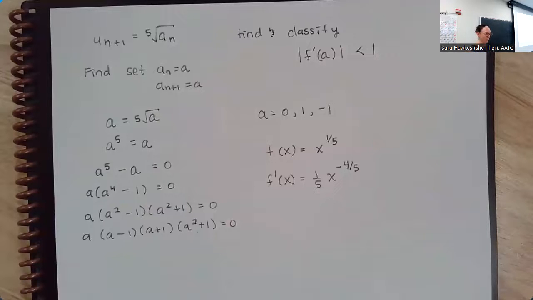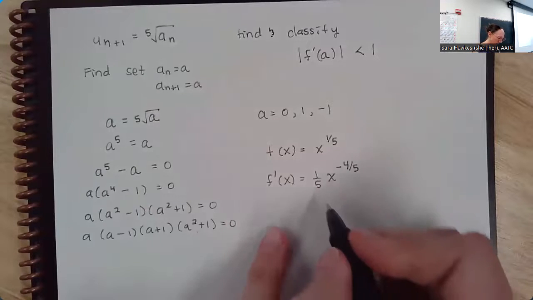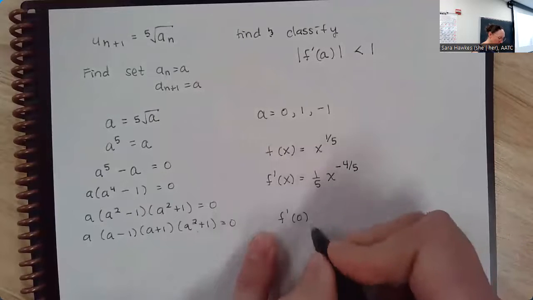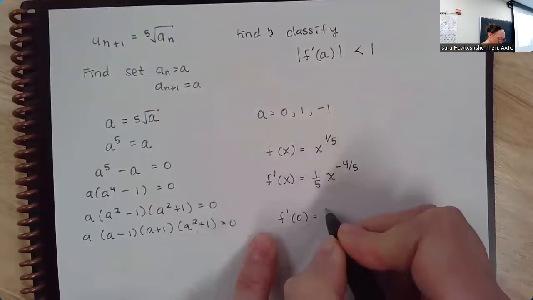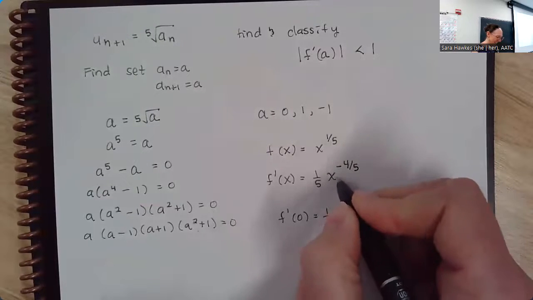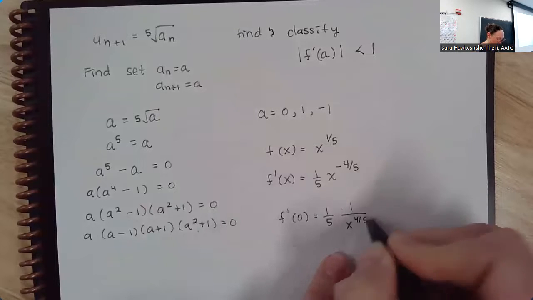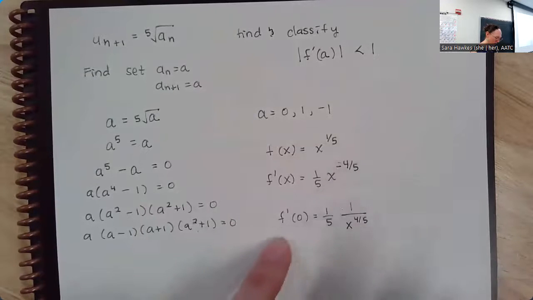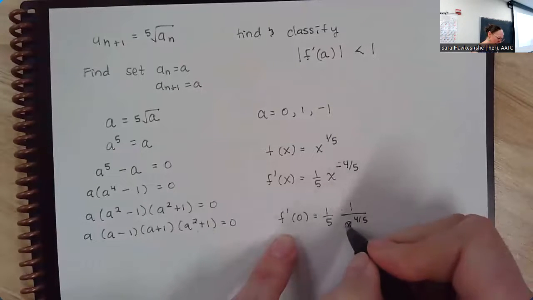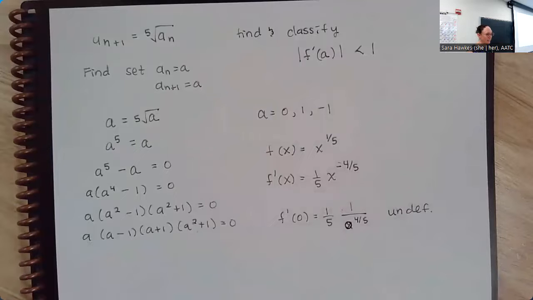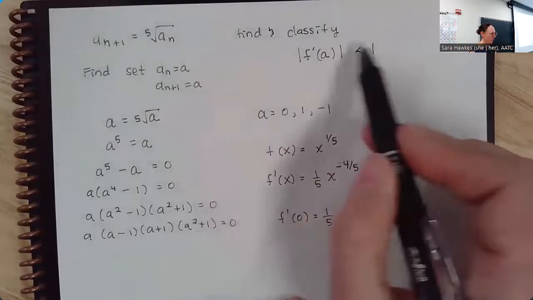Those all look like they're going to be stable to me. So if I look at f prime of 0, oh, 0 is a problem. If I look at f prime of 0, I would have 1/5. That x to the -4/5 tells me it's really in the denominator because of the negative. So if I try to put a 0 down here in the denominator, it's undefined, which means it fails the stability criterion, but I know that that means we're unstable because the only way we're stable is if this is less than 1.